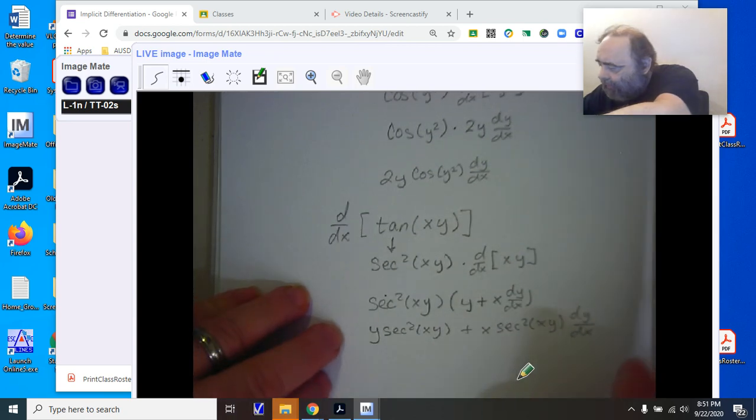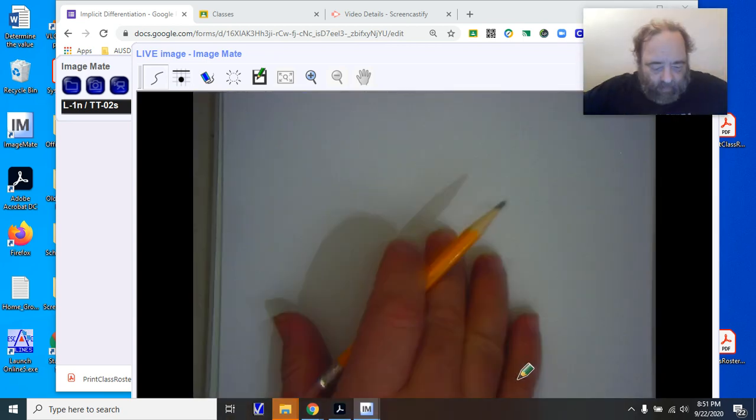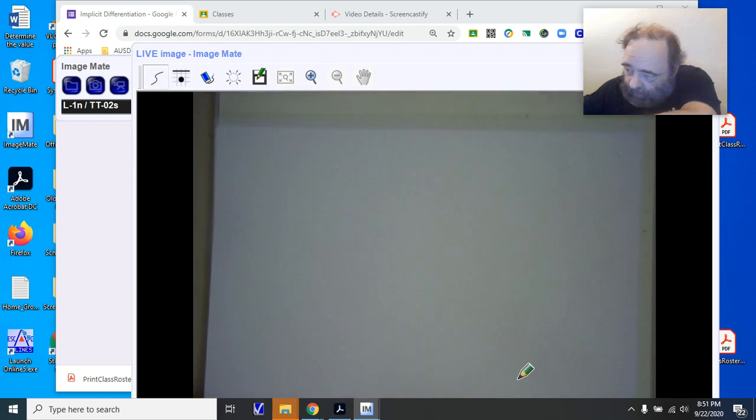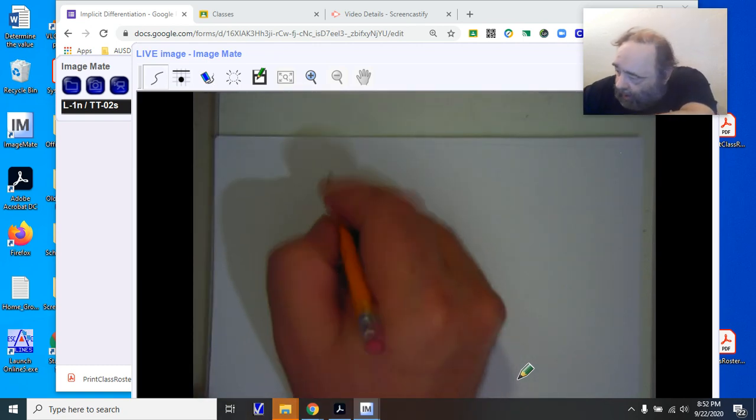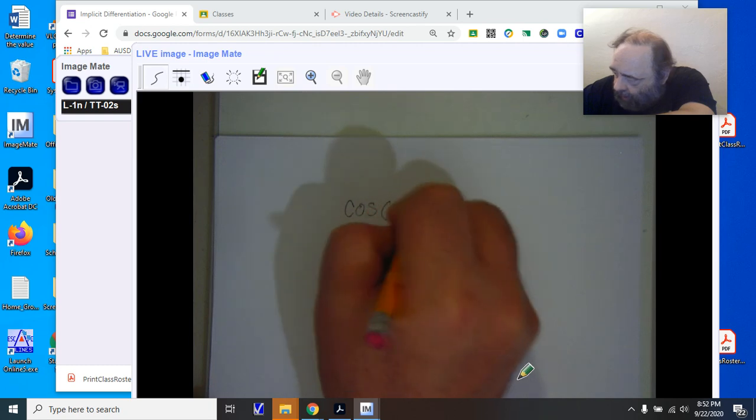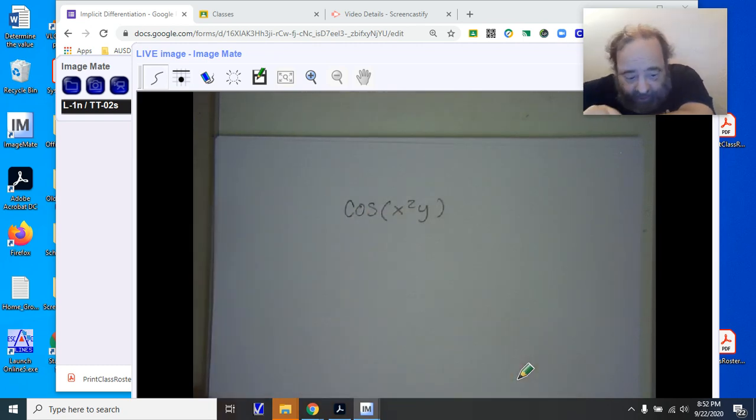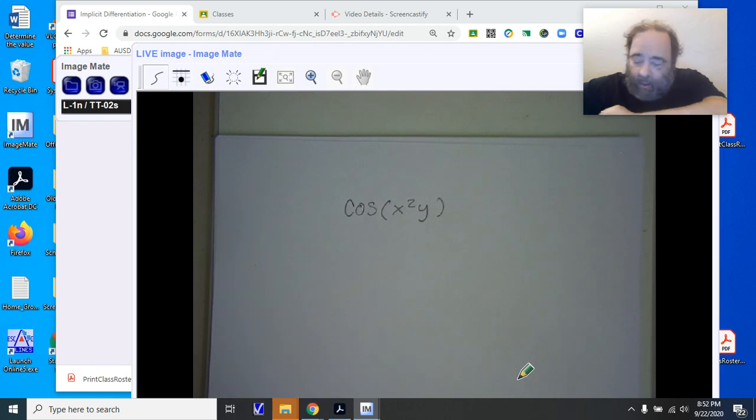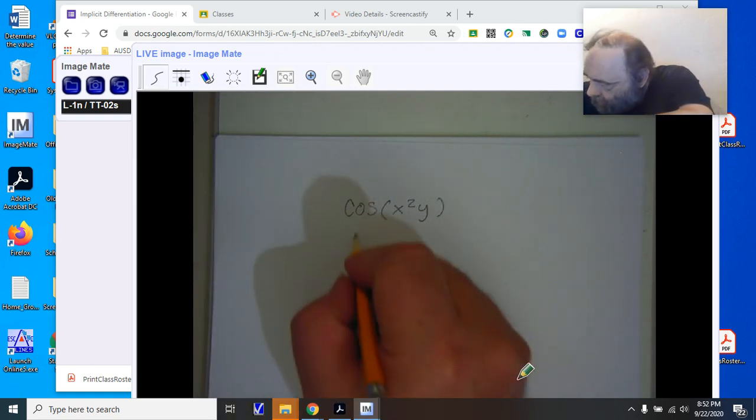Let's do one more. So for our next one, let's look at something a little bit more complex, the cosine of x squared y. Now that x squared y, we know we're going to have the product rule, so we will have to distribute. So look ahead at what you're doing. Think about how this is going to work.